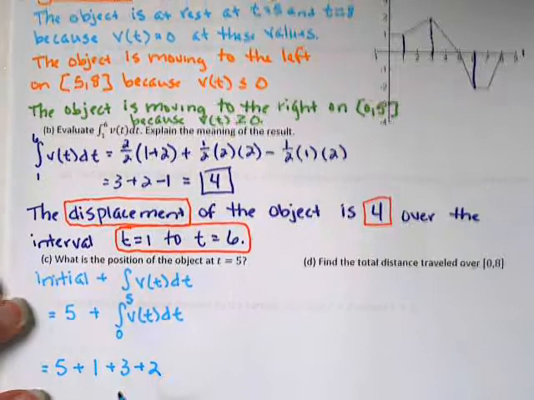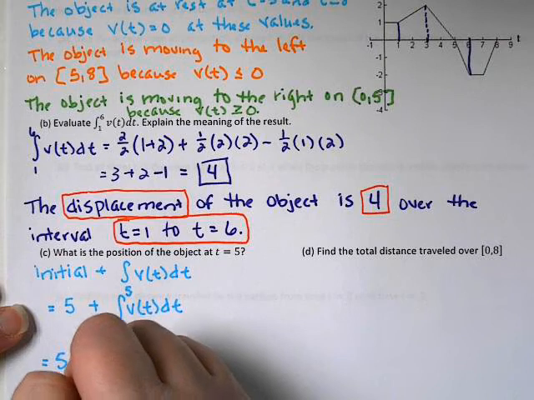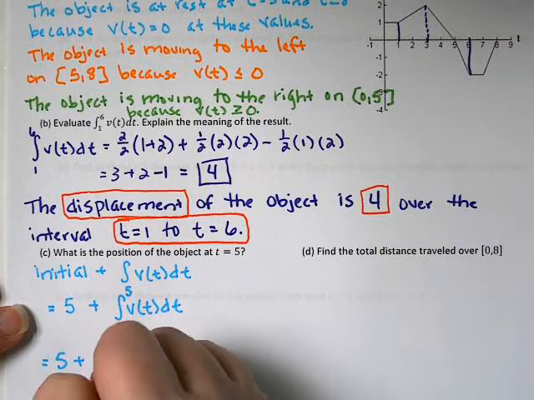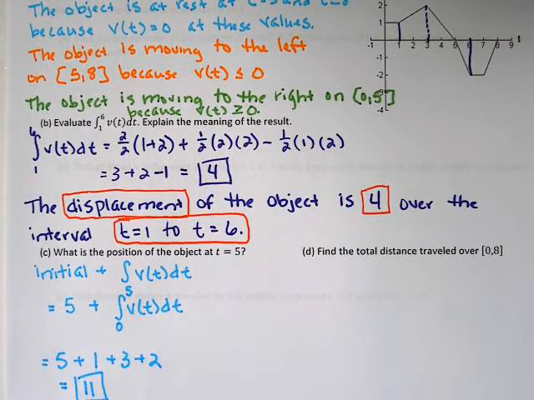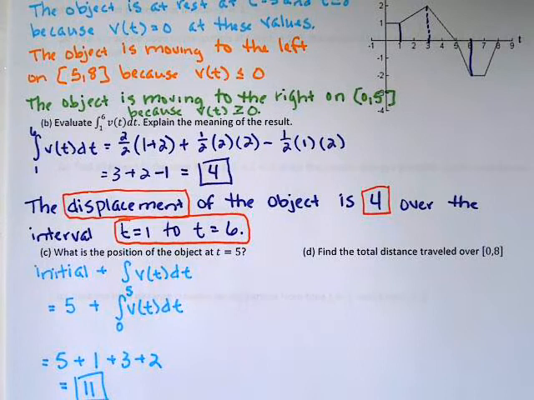And so we get that the position of the object at t equals 5 is 11. Again, this 3 and 2 came from the work that we did up here in part B. You can do it again if you want, but I'm going to save some time there.